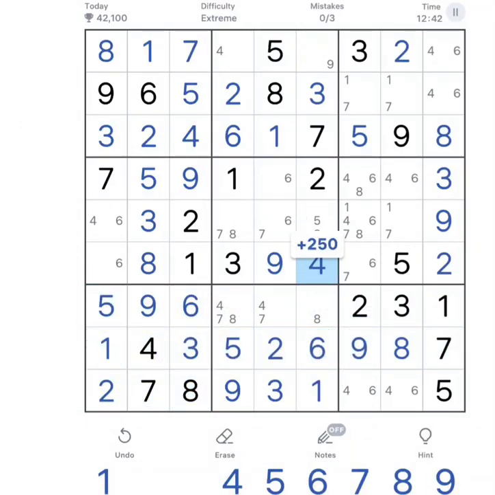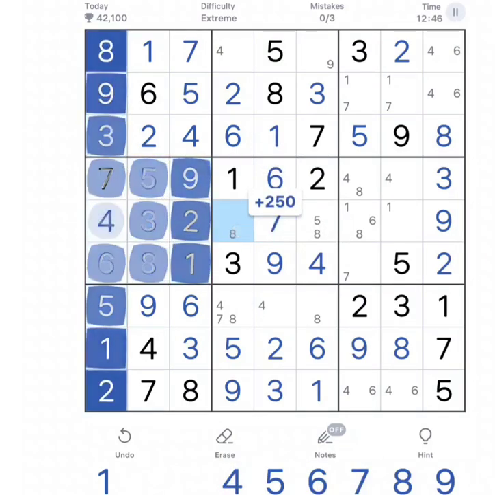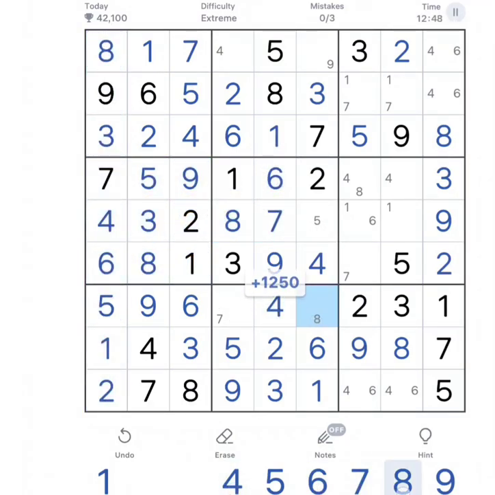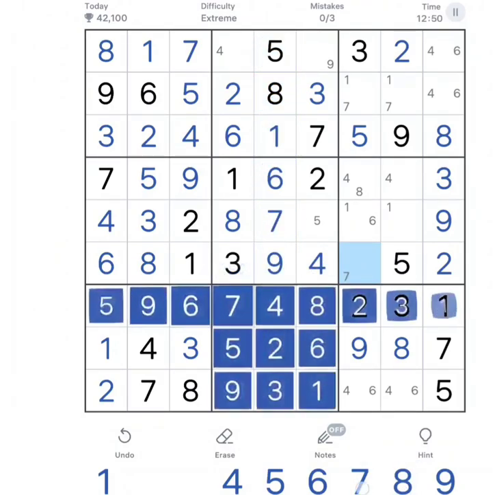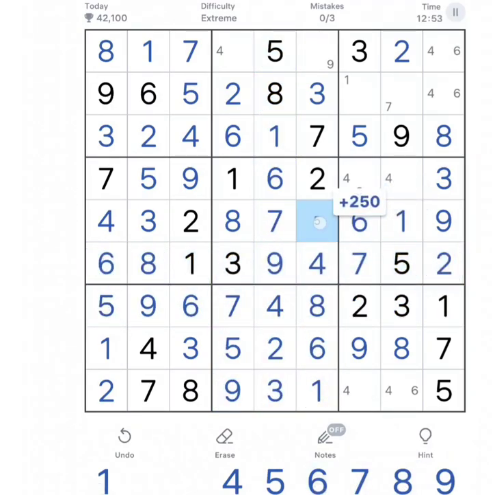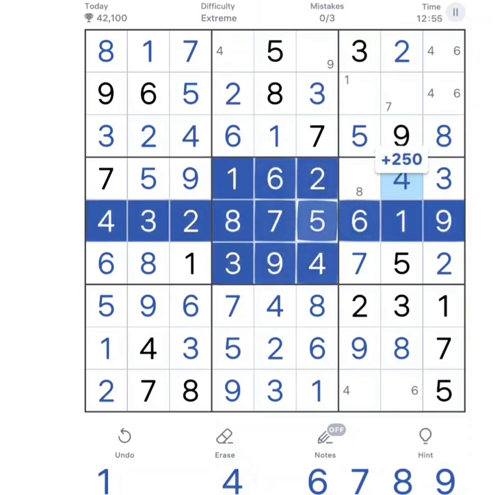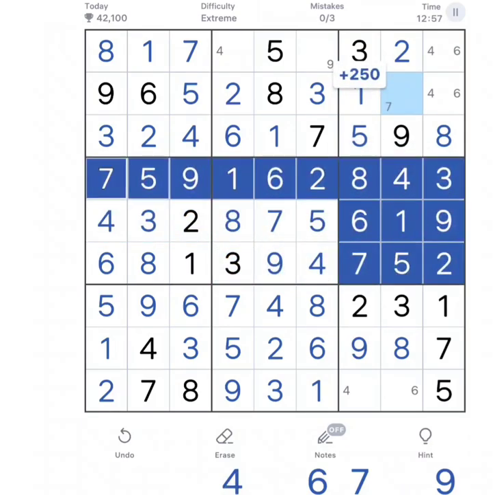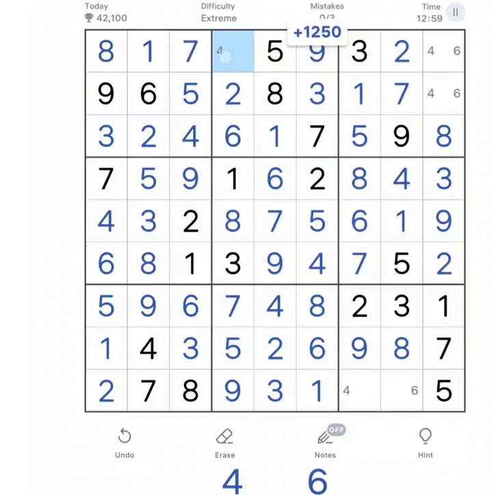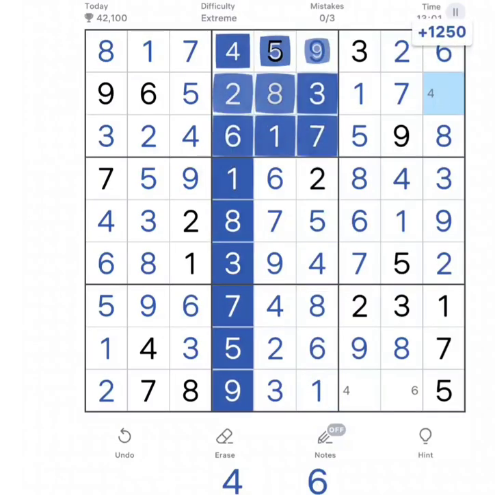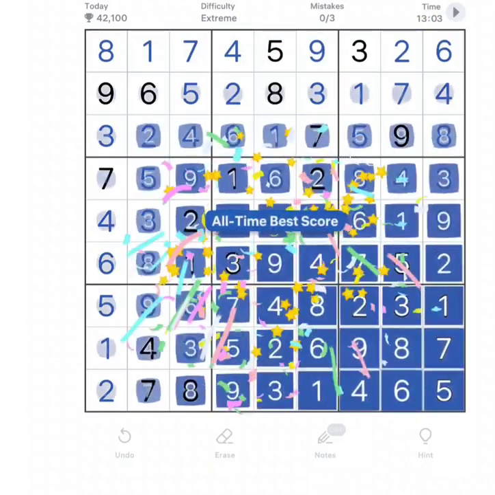I have a 4 here, I have a 6 here, I have a 6 over here with a 4, with the 7, with the 8, with the 4, with the 8, with the 7, with the 7, with the 1, with the 6, with the 5. I have a 4 here, I have an 8, I have a 1, I have a 7, but 9, 4, 6, 4, 4, and 6.